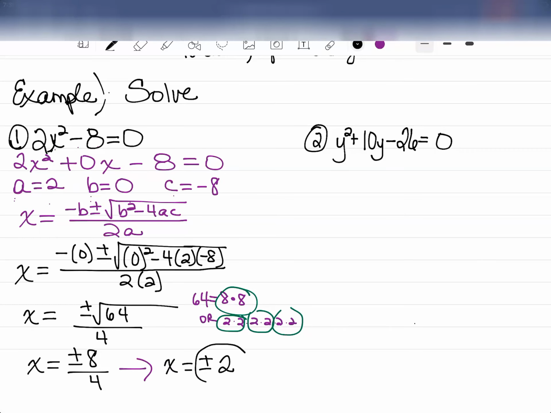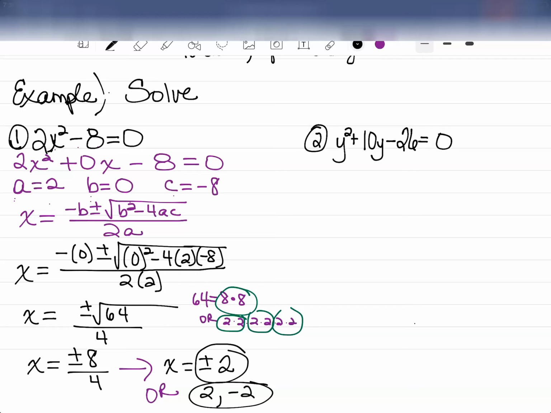And I can write it this way, or I can write 2 comma negative 2. Again, pay attention to the directions on online homework systems. And so yet again, we got the same set of answers. Let's look at number 2.